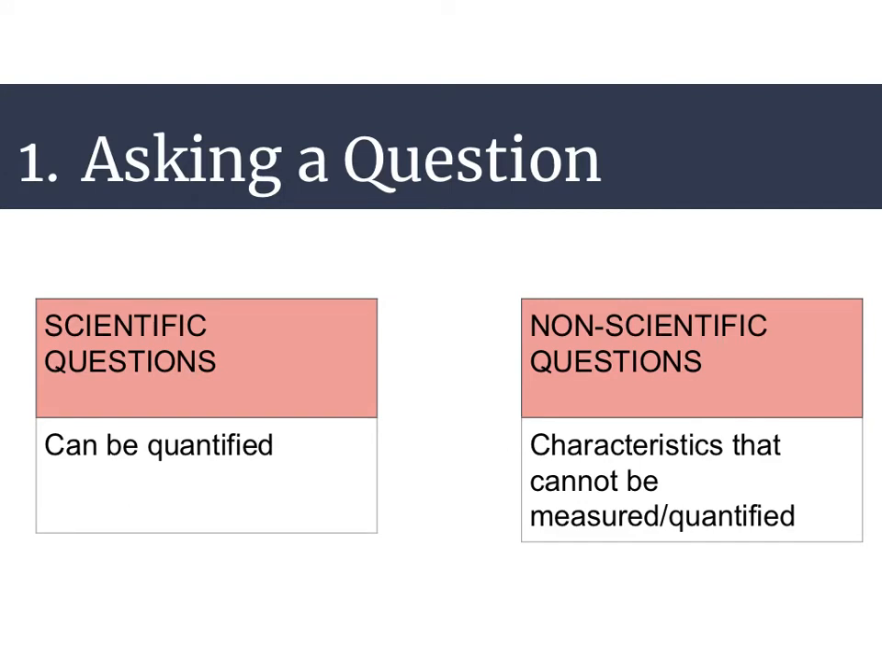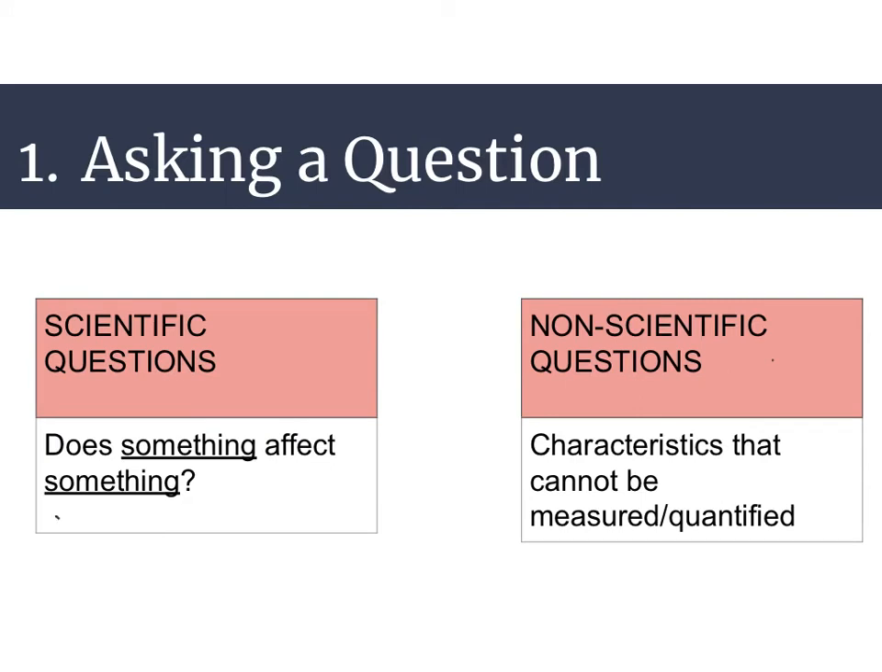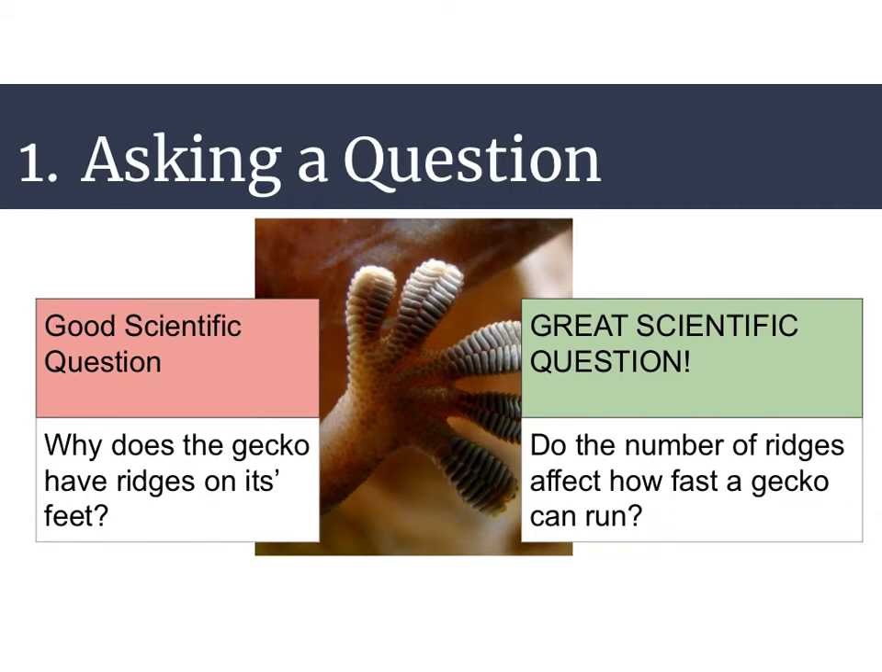Now let's go back and we're going to zoom in on our scientific question again, okay? Because of scientific questions, we can have good scientific questions. And we can have great scientific questions. Now, what makes them different, okay? Now, a great scientific question has this kind of a template. Does something affect something, all right? So going back to our gecko example, a good scientific question is, why does the gecko have ridges on its feet? Okay, that's a good scientific question. Why does it have ridges on its feet? It can be tested and answered by science.